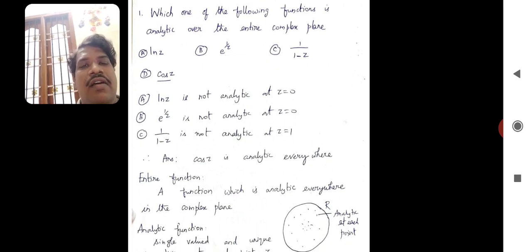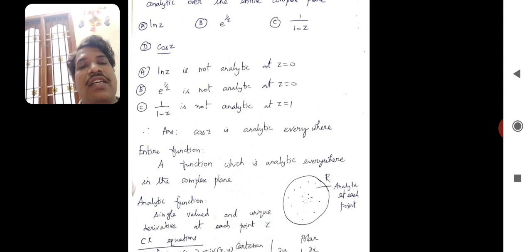And we will see what is an analytic function. An analytic function is a function which is single valued. That is, for every point in the domain, it has a unique image in the codomain, and the function has a unique derivative at each point of the domain. Or in simple words, an analytic function is a function which is continuously differentiable at every point in the given domain.